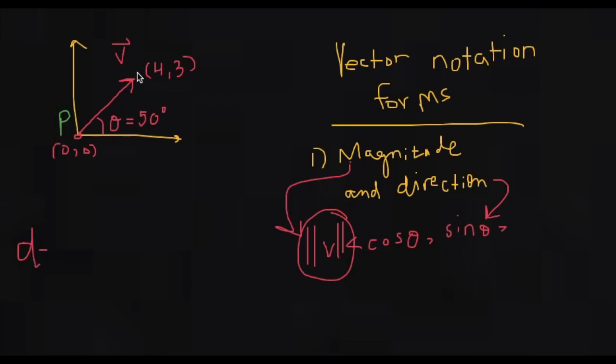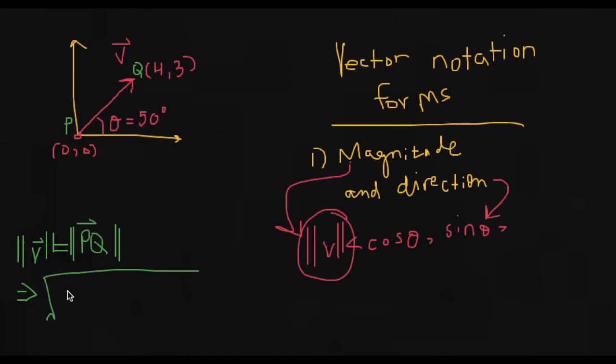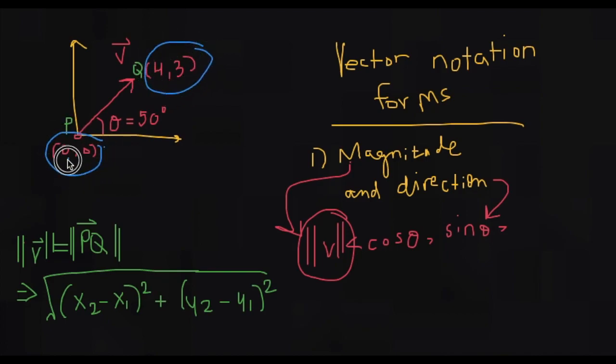So let's call the beginning point P and the ending point Q. Now, in order to find the magnitude of PQ, or magnitude of v, we can write it out as this. The equation is the square root of (x2 minus x1) squared plus (y2 minus y1) squared. Now, what is x1, x2, y1, and y2? Well, we are given two sets of coordinate points. Each of these has an x and a y value. So I just pick one point and label them x1 and y1, and the other point is x2 and y2.